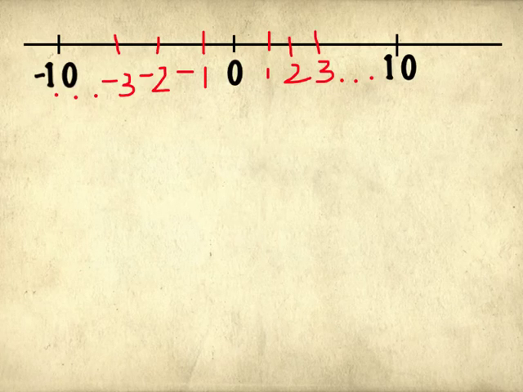So basically all we're doing here is making sure that we realize that when you have a number line, your positive numbers go this way, your negative numbers go this way. They branch out from the middle like that.